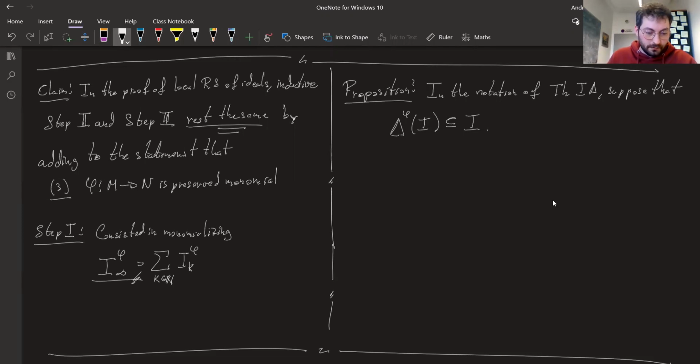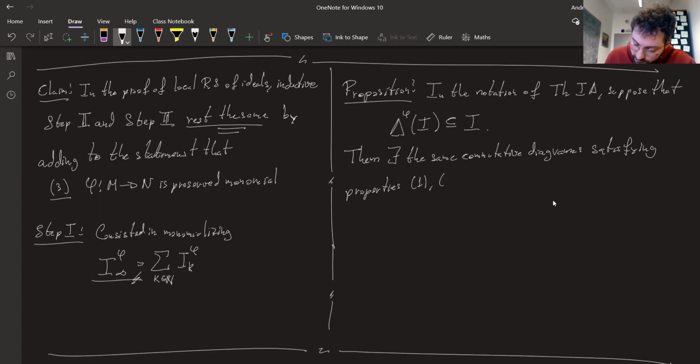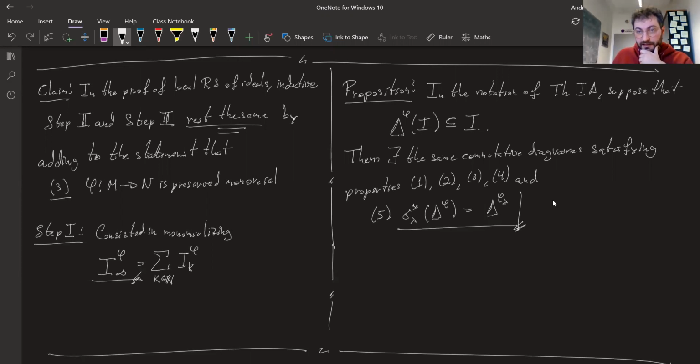Then there exists the same commutative diagrams satisfying properties 1, 2, 3, 4, that the ideal is going to be monomial, and the key property of gamma phi is going to be equal to gamma phi lambda. Right? So this is what is going to replace combinatorial blowings up.